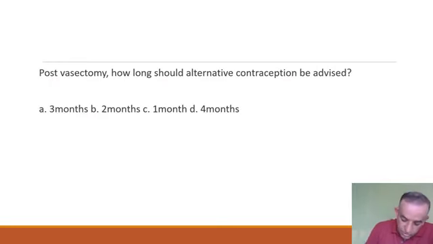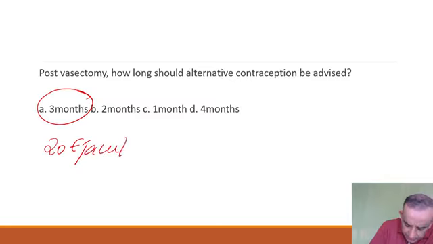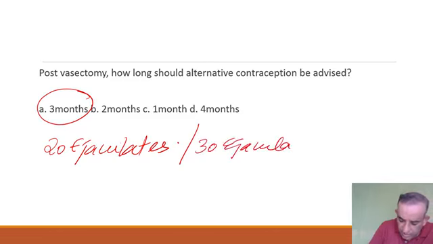Right, guys. So post vasectomy, how long should an alternative contraception be advised? So we know that once you do the vasectomy, beyond the block, there is the vas segment which is going to have viable sperms for almost 3 months. So post vasectomy, for 3 months, the person should be using an alternative contraception or 20 ejaculates. Yes, I know. The PSM people will be teaching you from Park and Park, and that says 30 ejaculates. So I have to refer to my Bible, and that is Williams Obstetrics, which will be the book of reference.